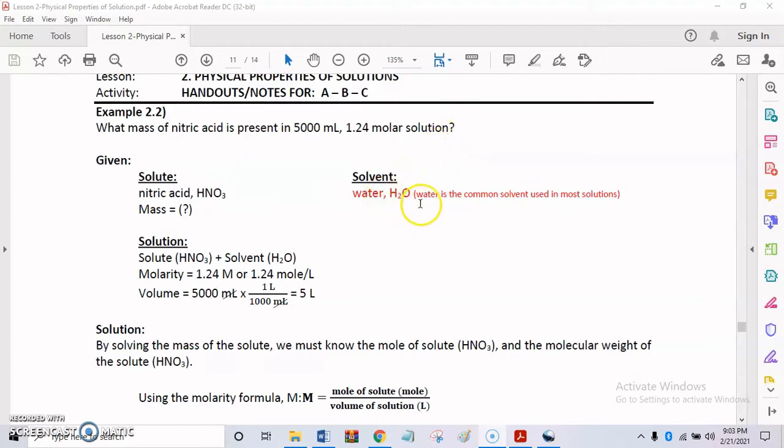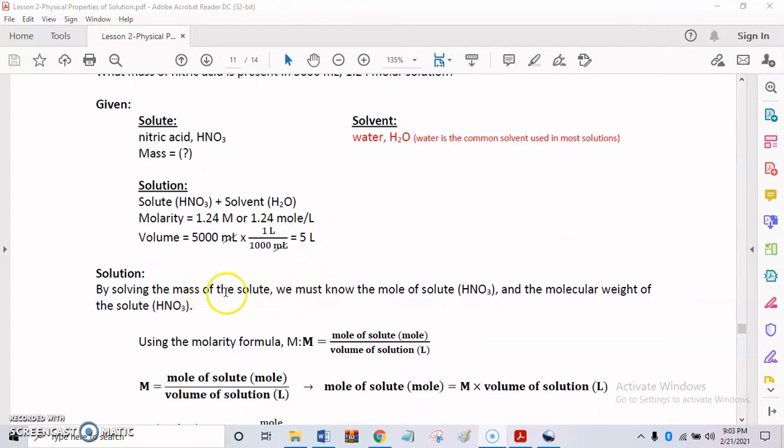automatically water, because water is the common solvent used in most solutions. So, the solution is solute and the solvent, which is, from the given is, yung may molarity siya na 1.2 molar or mole per liter. And also, volume ng solution is 5,000 ml converted to liter.